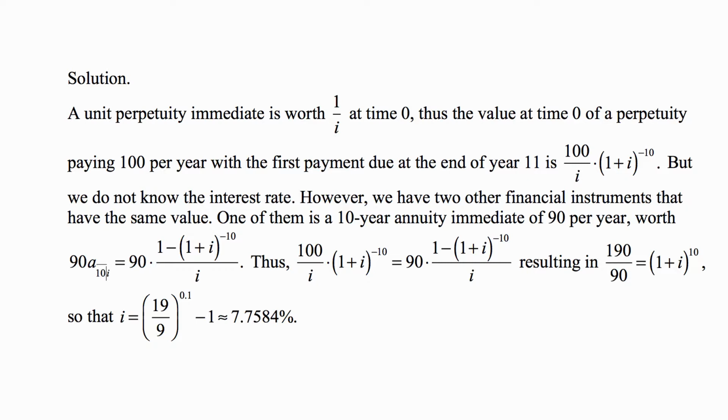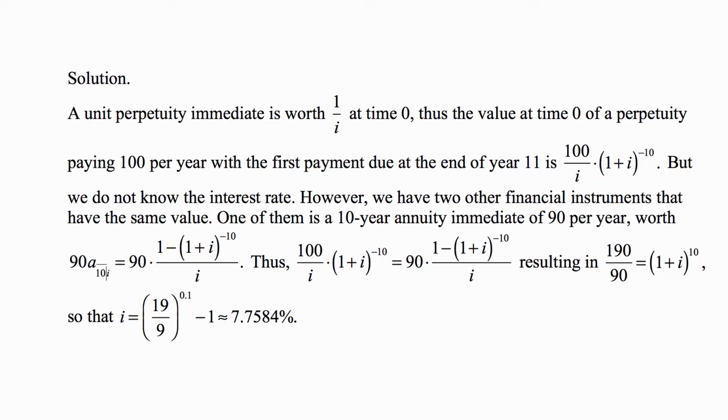However, we have 2 other financial instruments that have the same value. I mentioned to you there are 3 altogether that have equal value. One of them is a 10-year annuity immediate of $90 per year worth 90 a angle 10 at the interest rate i, which is 90 times (1 minus (1 plus i) to the negative 10) over i. So those 2 things that we just figured out are equal. 100 over i times (1 plus i) to the negative 10th is equal to 90 times (1 minus (1 plus i) to the negative 10th) over i.